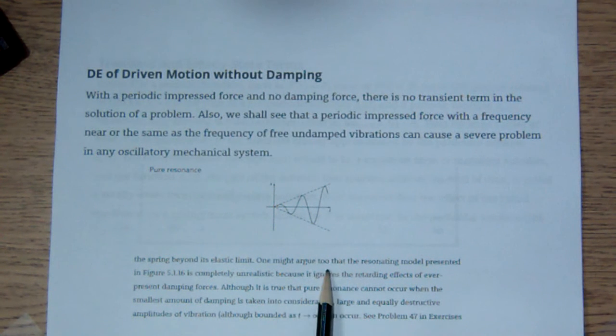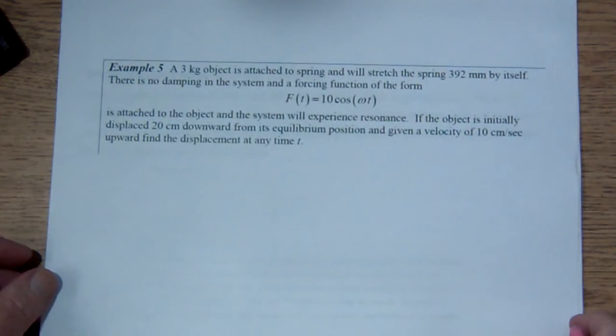Now, one might argue that the resonating model is completely unrealistic because it ignores the retarding effects of an ever-present dampening force. And this is true, pure resonance cannot occur whenever there's even a little bit of dampening taken into consideration. Large and equally destructive amplitudes of a vibration are possible if the forcing frequency is close to the natural frequency. There are some examples that happen with that, and in fact, we're going to look at an example right now that shows what can happen.